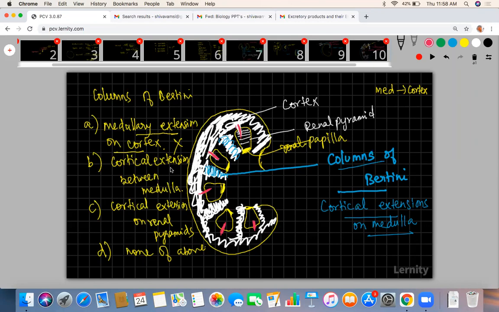What PCV slide? I think you wrote wrong in PCV slide. What did I write wrong? This slide, what is the thing? What is written wrongly? Tell me. Are you understanding why B is the answer?